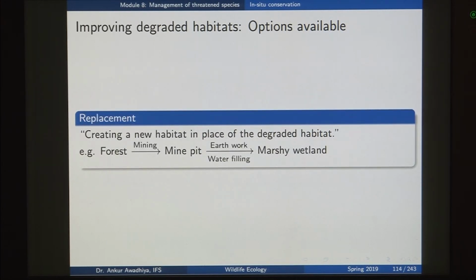And one other option that is available is that of replacement. So, in place of converting it towards the original habitat, you convert it into a completely new habitat. So, for instance, there was a forest, this forest was cut down for mining purposes. So, you have these mine pits, and in place of converting these mine pits back to the forest, you fill them with water and you convert these into water bodies. So, that would be an example of replacement.